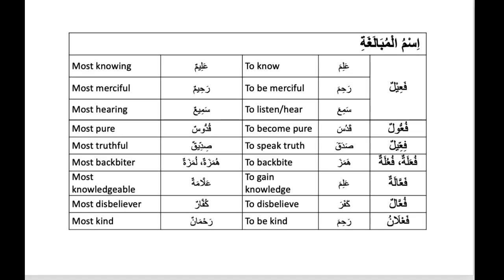Next, fa'ilun. This is the most common pattern of ismul mubalagha. Alima, to know: alimun, most knowing. Rahima, to be merciful: rahimun, most merciful. Sami'a, to listen or hear: sami'un, most hearing. Next pattern is fu'ulun.